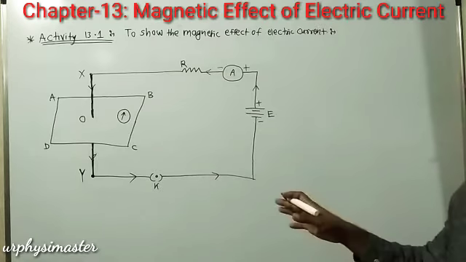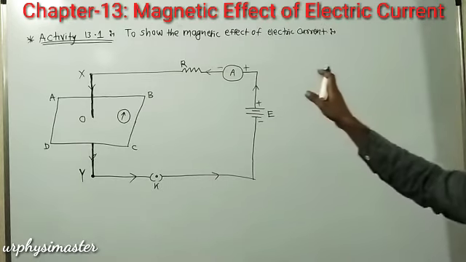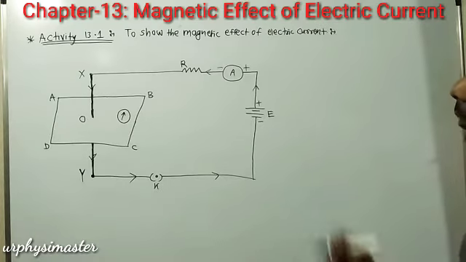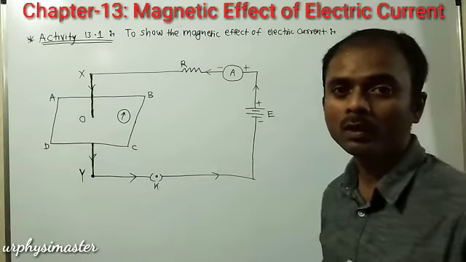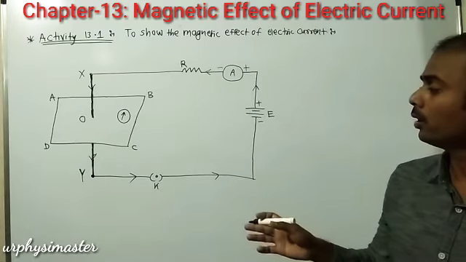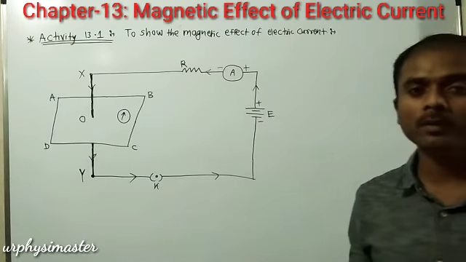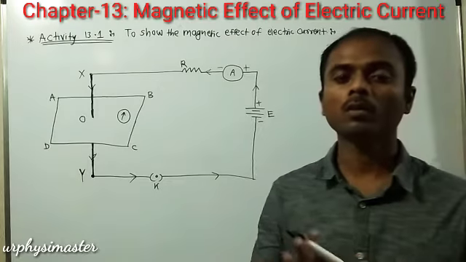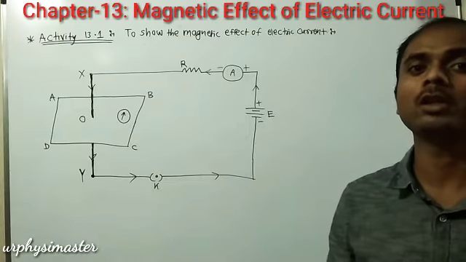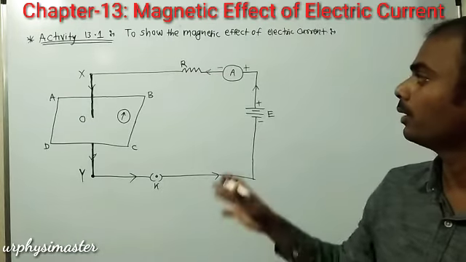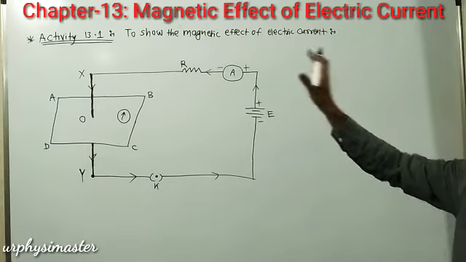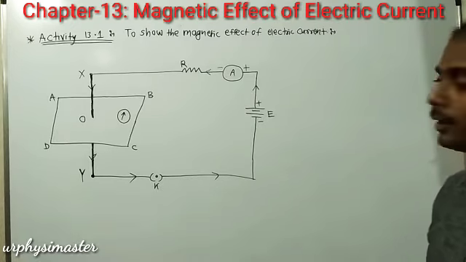How this activity is performed to show the magnetic effect of electric current. Okay? अभी हमने पढ़ा है कि magnetic effect of electric current क्या है. जब भी किसी conductor में current पास होता है, तो वो conductor किसी magnet की तरह behave करता है. That whenever any current is passing through the conductor, a metallic wire, that metallic wire is acting like a magnet. This is called the magnetic effect of electric current.